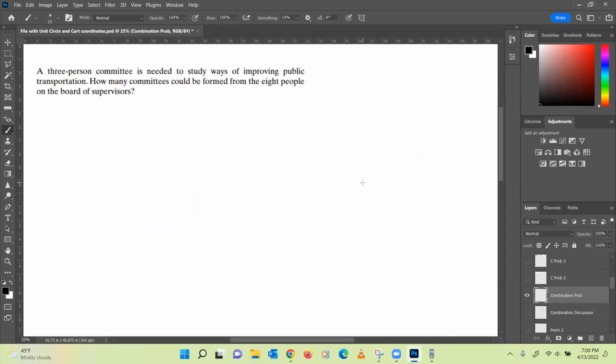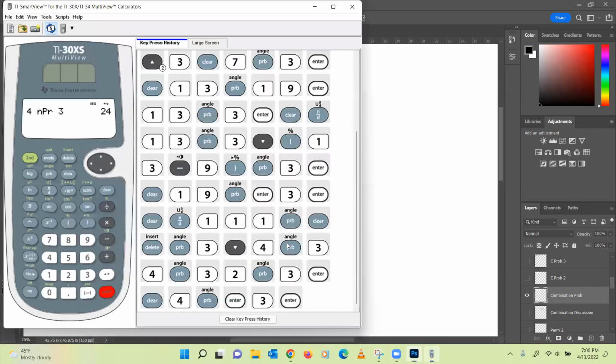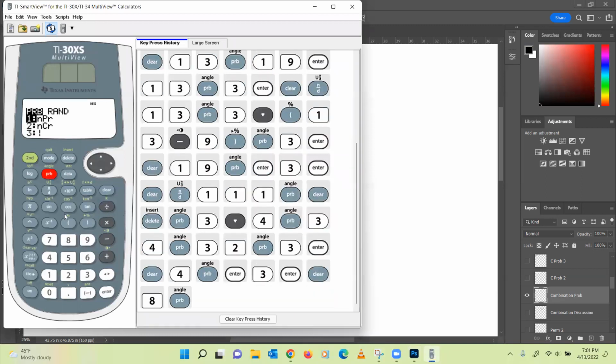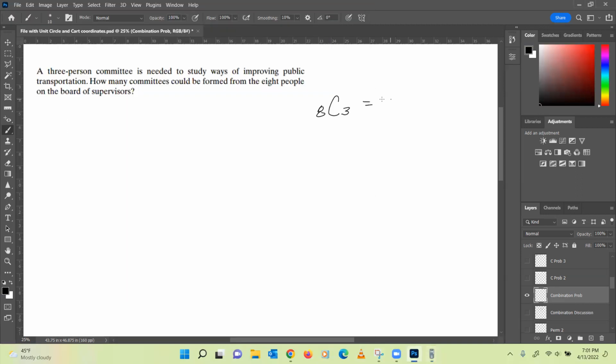Let's take a look at this problem. Here we need a 3-person committee to study ways of improving transportation. How many committees could be formed from 8 people? So we've got 8 people, and we're making a committee of 3. Notice it doesn't say that their jobs are any different, so that would be a combination. So I'm going to go to my calculator, and I'm going to take 8 things, and I will do nCr now, 3 at a time, and that gives me 56 different ways I could pick a committee of 3 out of this group of 8 people.